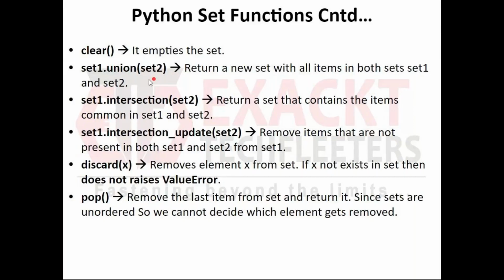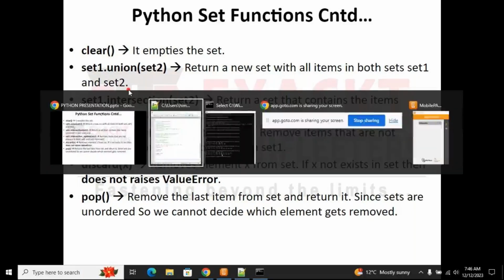Now in mathematics we have seen that some operations are there in sets, like intersection and union, so those functions are also there. If you want to take the union of two sets, then you have a function called union. How will it work? Let me just create two sets.